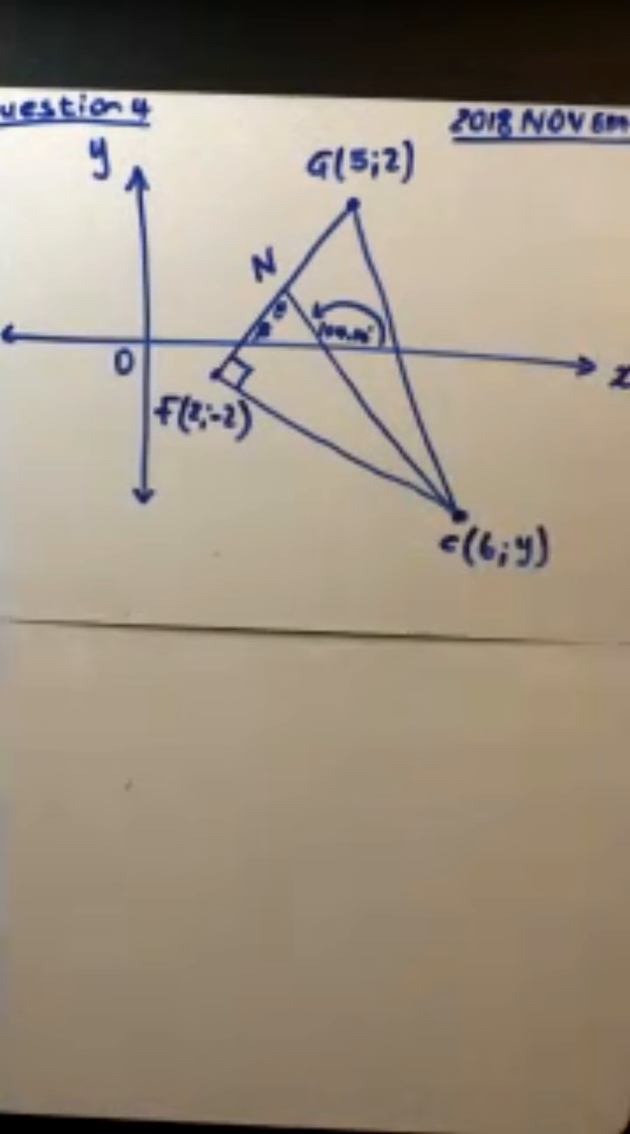So obviously, for today's lesson, we'll be looking at question 4 of the November 2018 exam paper. This is for paper 2, which falls under analytical geometry. Last night we did a similar question, but obviously the diagram is different, and the manner in which questions are asked will still be different.